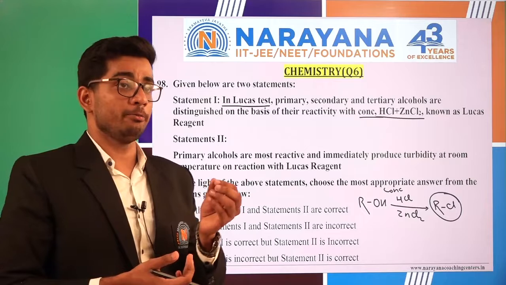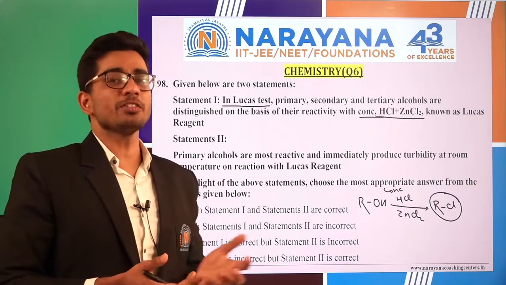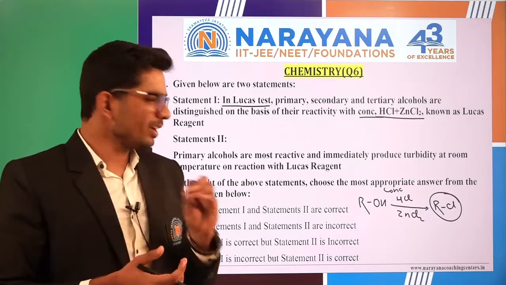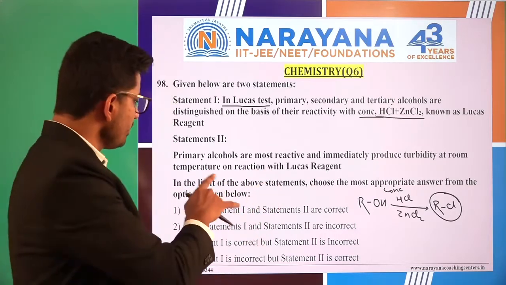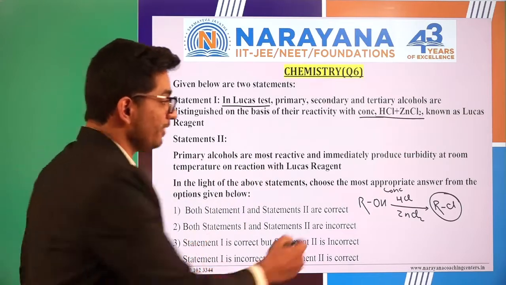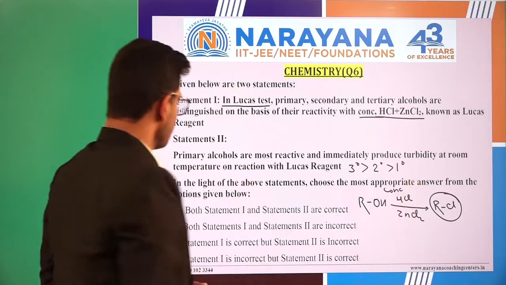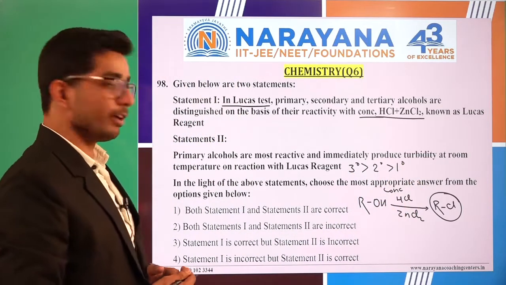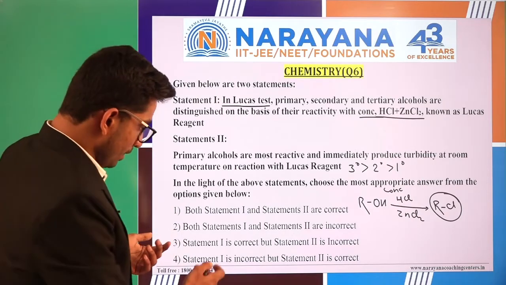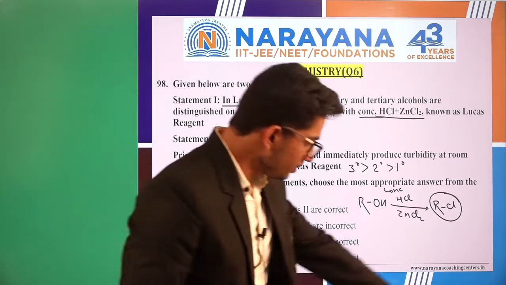If we want to carry out that test on a primary alcohol, we have to heat it, and only then will the primary alcohol be converted into the alkyl chloride. In normal conditions it does not happen, so statement 2 is incorrect. Primary alcohols are most reactive, that is wrong. The reactivity order is tertiary, then secondary, and then primary. So statement 1 is correct, but statement 2 is incorrect, which is option number 3. That is the right answer. Okay, so next one.